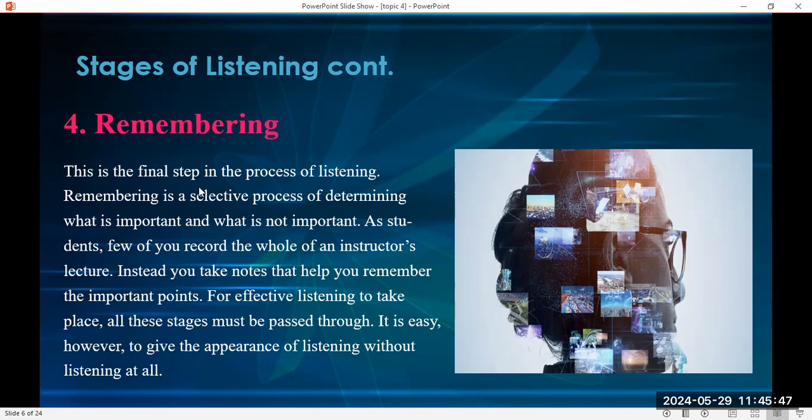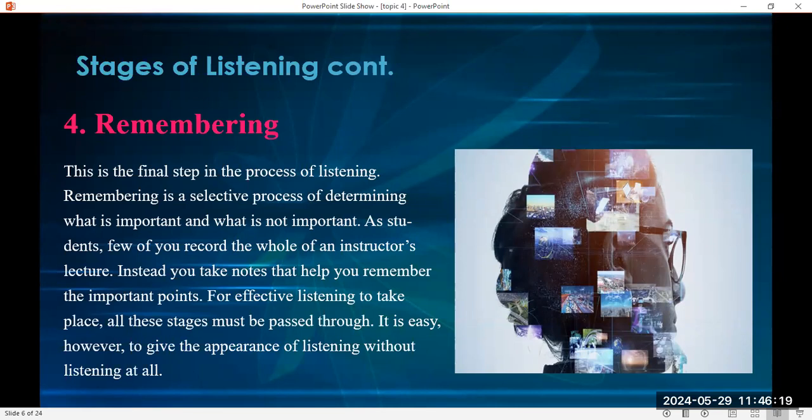So this is the final step in the process of listening. Remembering is a selective process of determining what is important and what is not important. As a student, few of you record the whole of instructors' lectures. Instead, you take notes that help you to remember. Like I started by saying, make sure you make notes, because notes will help you to remember what you are taught. That's what we are saying.